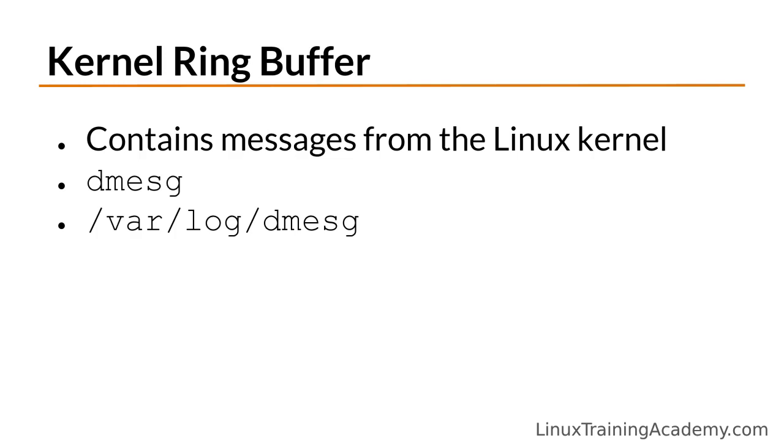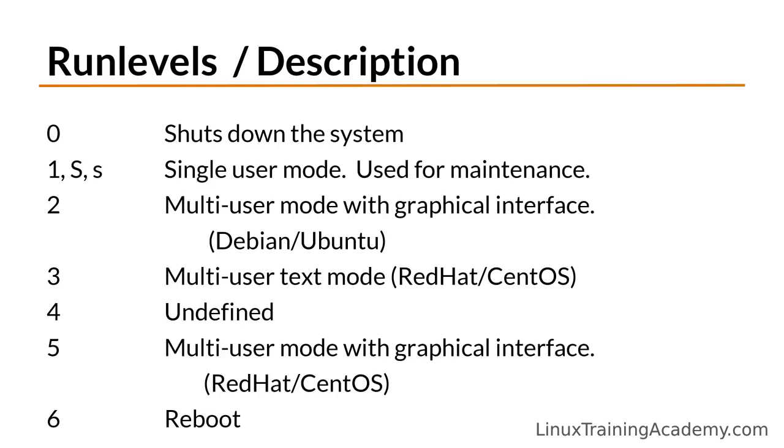Linux uses run levels to determine what processes and services to start. Each distribution can be configured differently, but in general, run level 0 is used to power off a system, run level 1 is single user mode, run levels 2 through 5 are for normal system operations, and run level 6 is used to reboot a system.